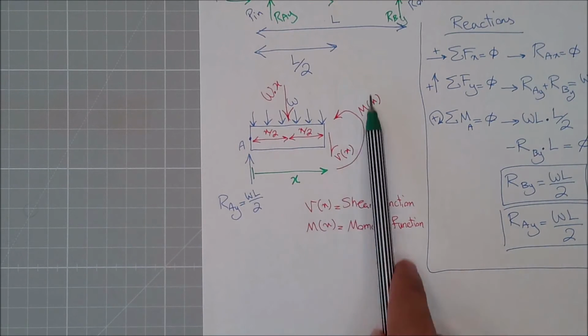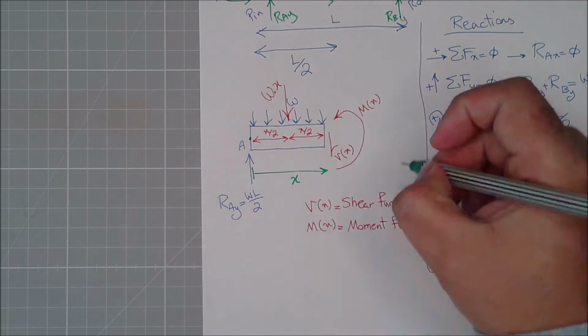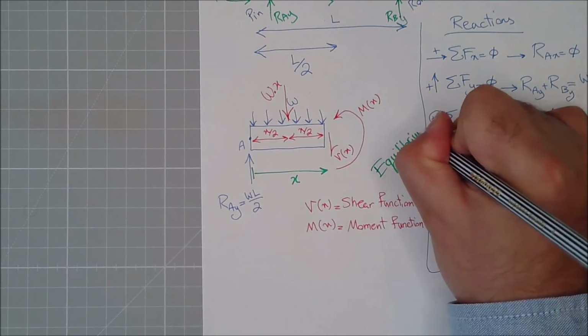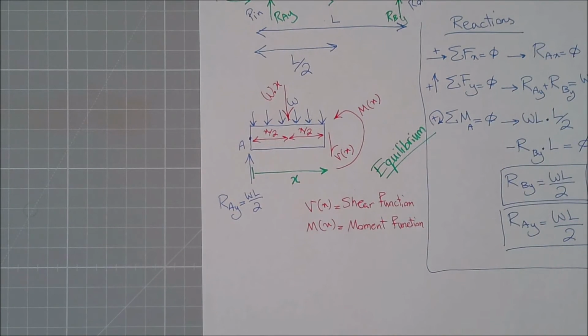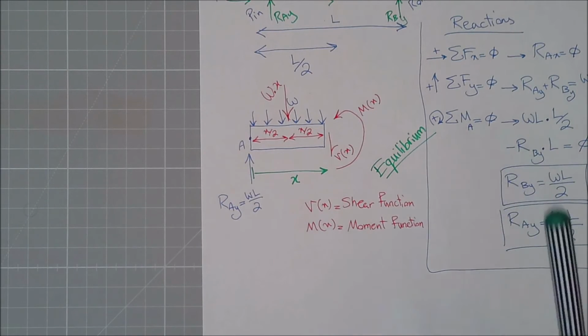How can I calculate what this V and this M are? Didn't we say that my entire section is in equilibrium? So we use the same formulation that we always had: summation of all forces in X, summation of all forces in Y, and summation of the moments. Let's see whether it works or not.